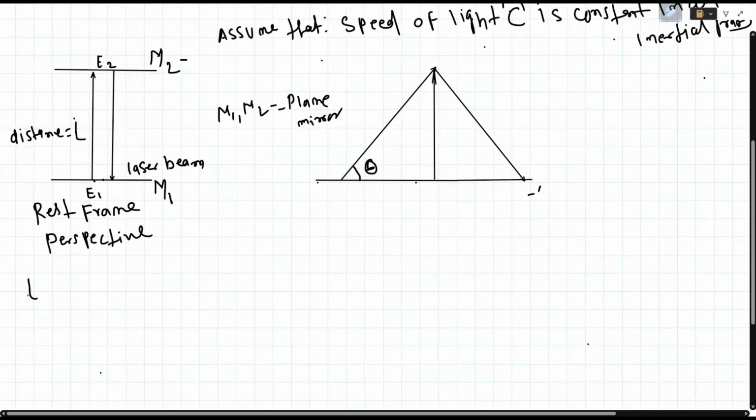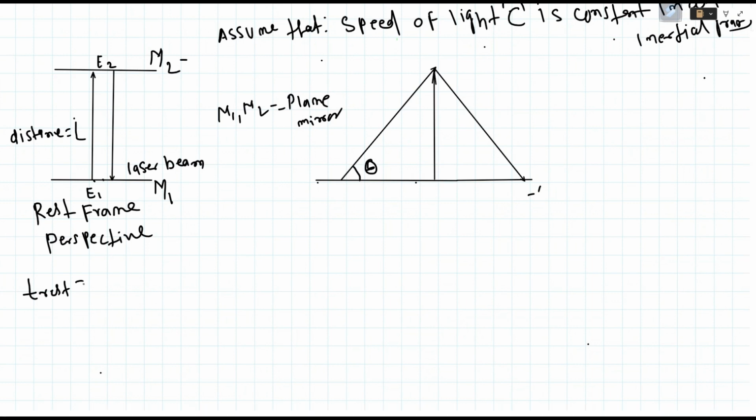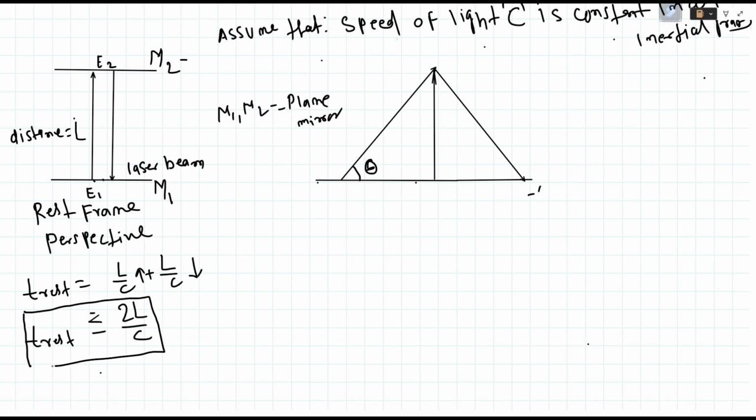So t in the rest frame equals L by c for going up and L by c for going downward, because c is the same and L is also the same. So you can write this as 2L by c, that is, t rest equals 2L by c. Box it and call it equation 1.